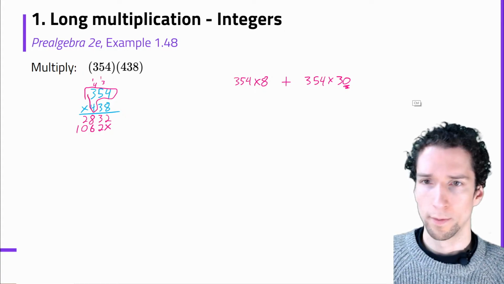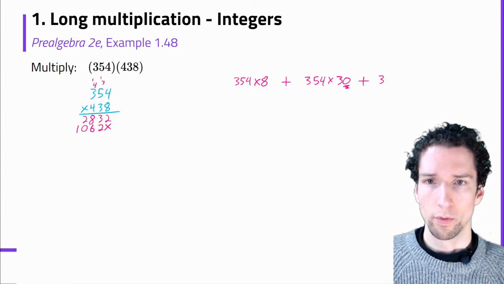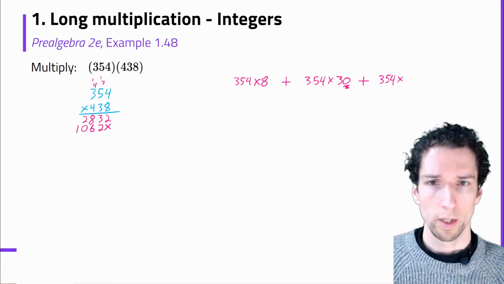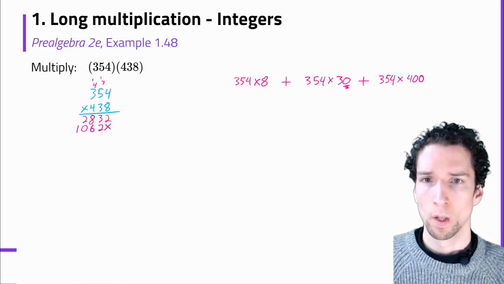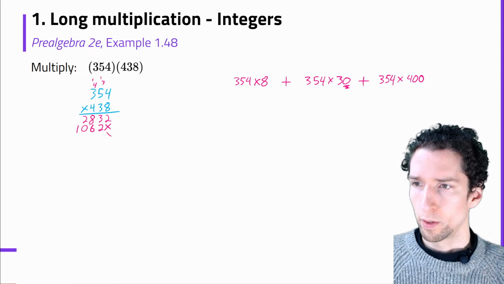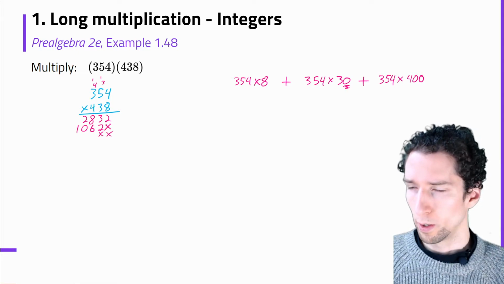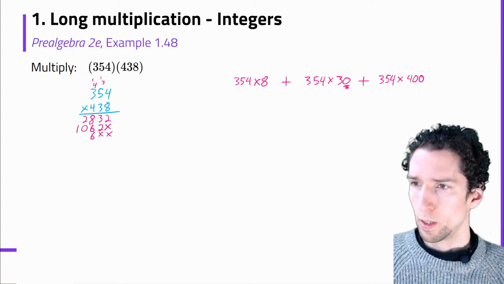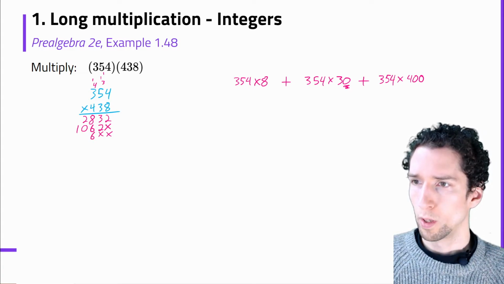Okay, so that's the next row, and then the final row, same idea, but we have to multiply the 4 times all of this. So that's 354 times 400. Okay, so 2 zeros, so 2 little x's here. And then 4 times 4 is 16, carry the 1, 4 times 5, 20, plus 1, carry the 2, and 4 times 3, 12, and the 2 there is 14.